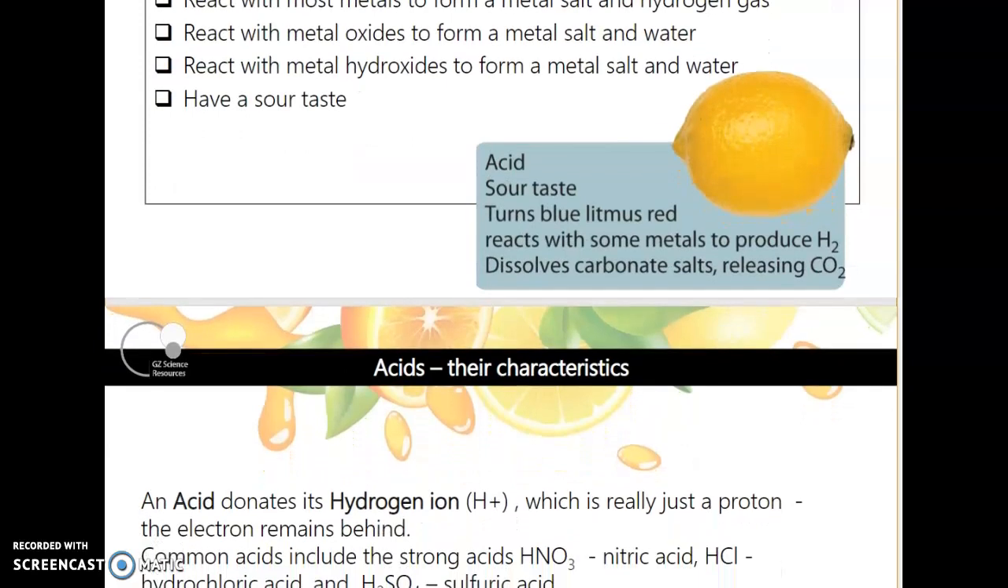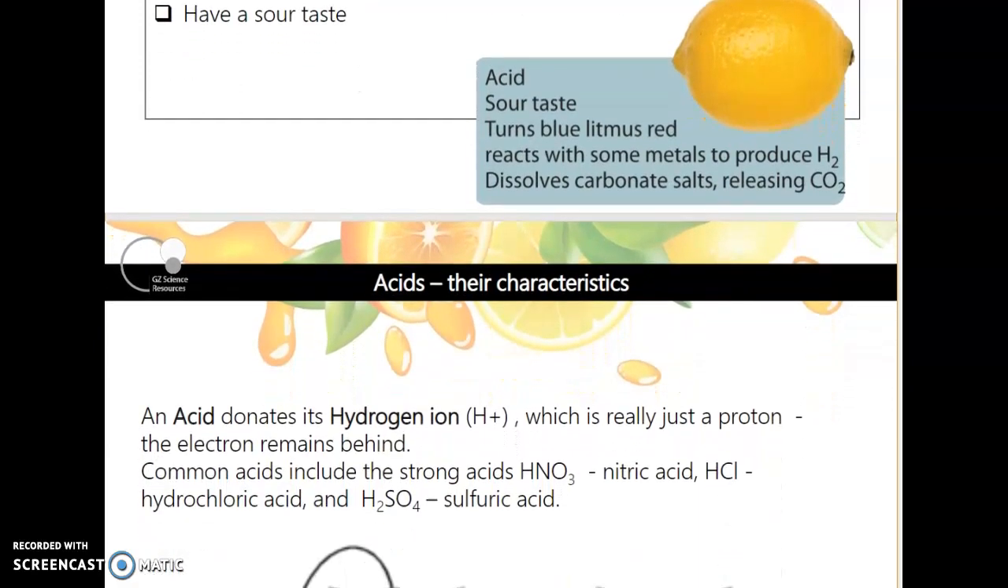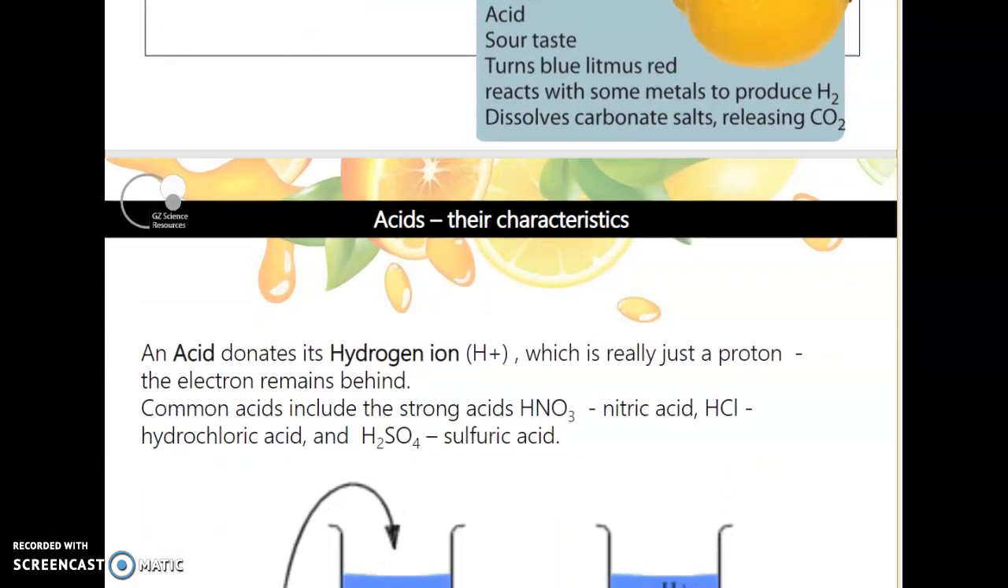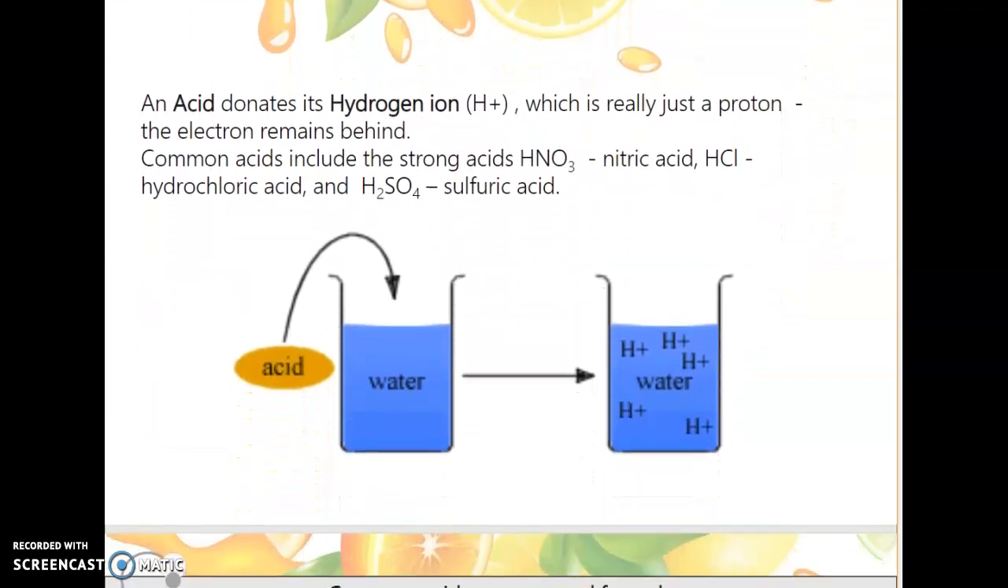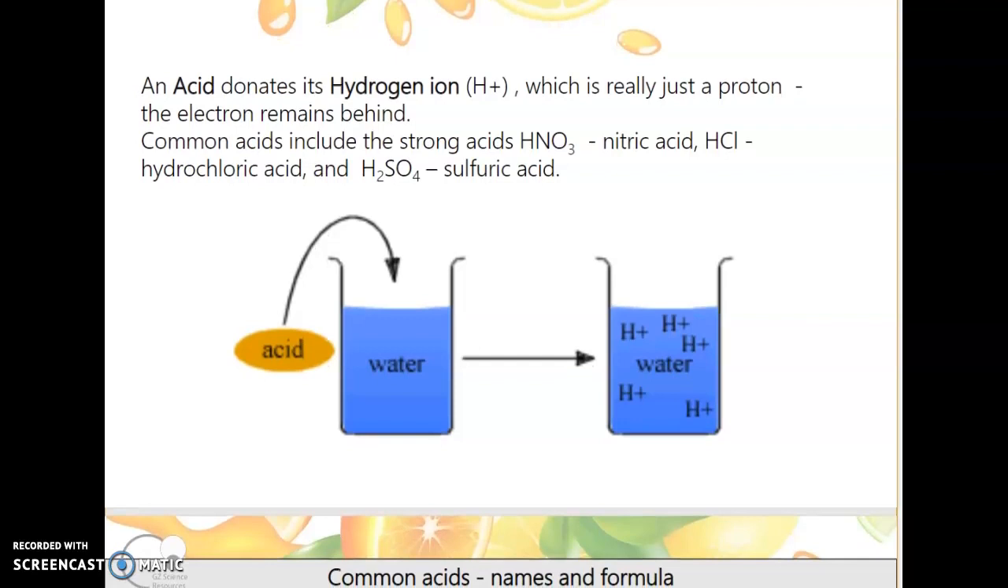Again, that's just a little summary of what acids do. If we look at the primary things we need to know about acids, you can see that all of these formulas have an H attached to them. That means that acids contain H plus ions. The more H plus ions they have, the stronger the acid.